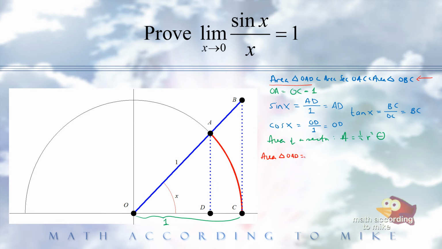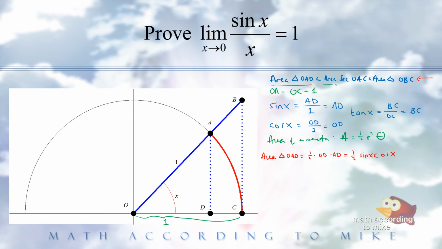Recall the area of a triangle is 1/2 base times height. So it's going to be 1/2, its base is OD, its height is AD. Well, OD is the cosine of x, and AD is the sine of x. I'm going to put it in the format we typically see it in: 1/2 sine of x cosine of x. Good, so that's the first one.